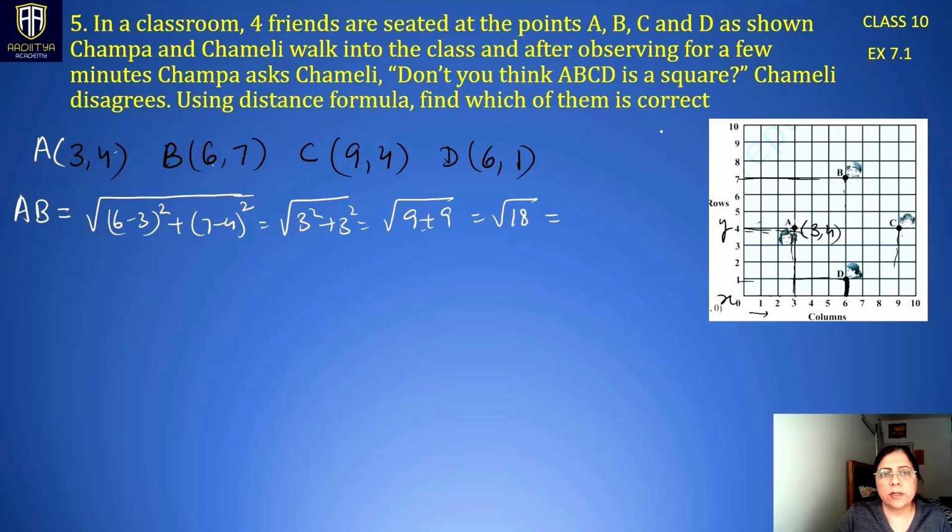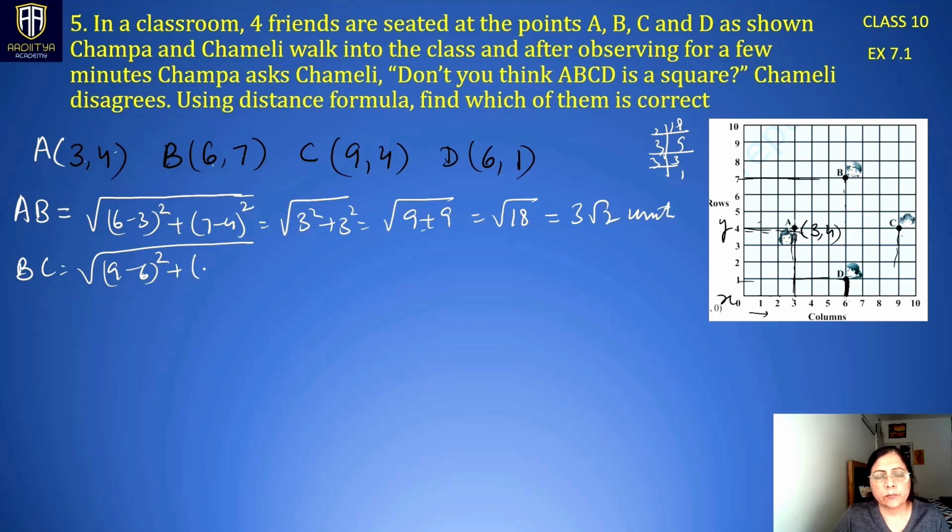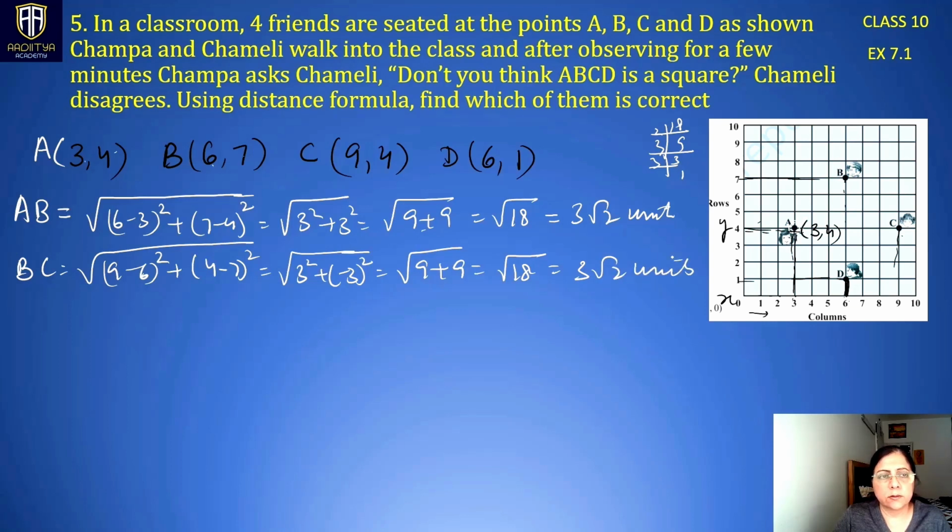You factorize 18. 2 nines are 18, 3 threes are 9. So we can write 3 root 2 units. Now we have BC. BC is 9 minus 6 whole square, 4 minus 7 whole square. So this is 3 square plus minus 3 square, this is 9 plus 9, root 18. Again we have 3 root 2 units.